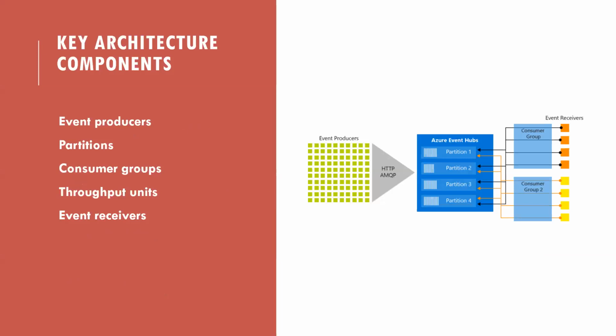Key architecture components. Event Hubs contains the following key components: event producers, partitions, consumer groups, throughput units, and event receivers. Any entity that sends data to an event hub is an event producer. Event publishers can publish events using HTTPS, AMQP 1.0, or Apache Kafka.